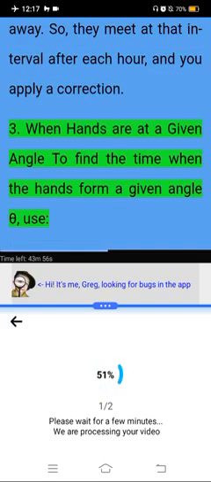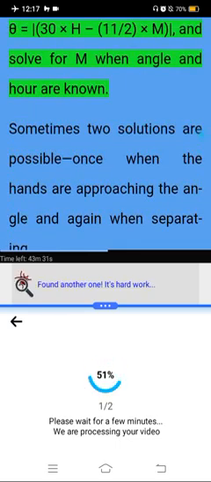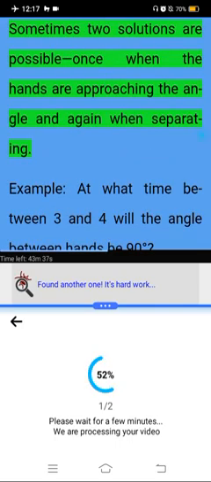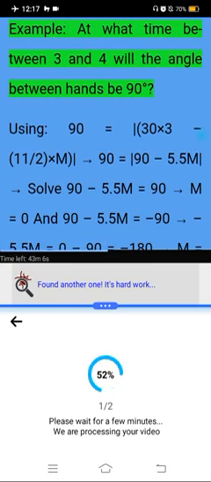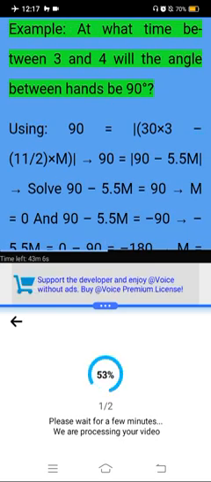3. When hands are at a given angle. To find the time when the hands form a given angle theta, use theta = |30h − (11/2)m| and solve for m when angle and hour are known. Sometimes two solutions are possible, once when the hands are approaching the angle and again when separating. Example, at what time between 3 and 4 will the angle between hands be 90 degrees?